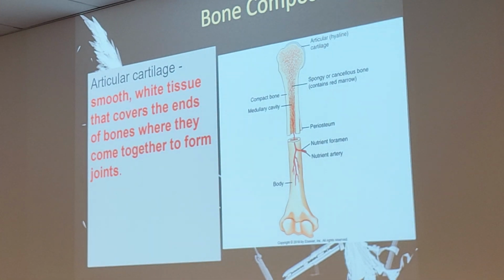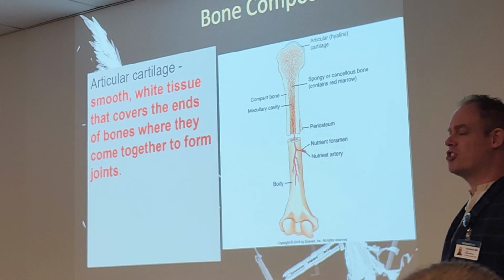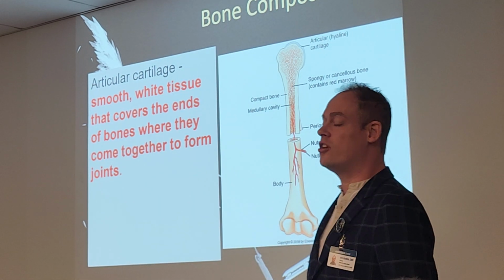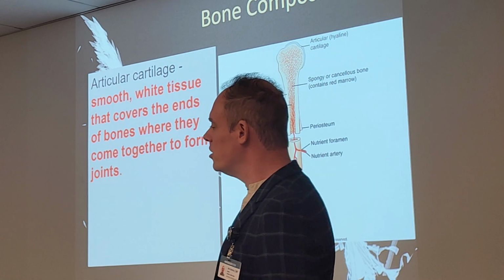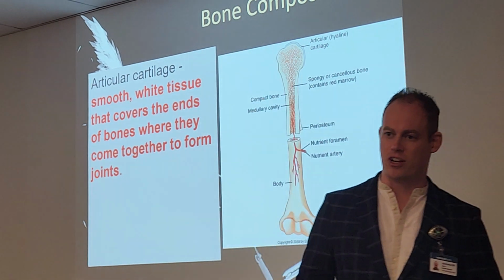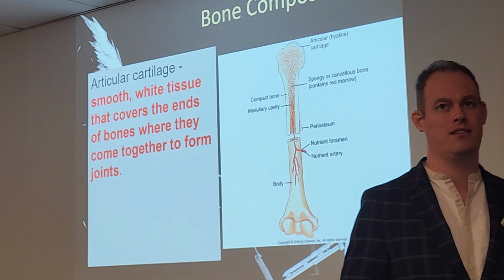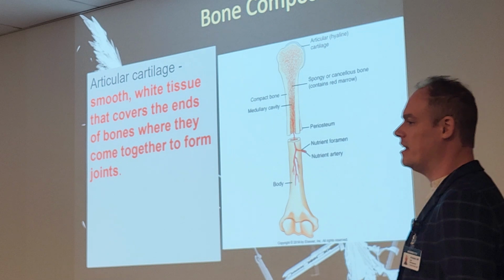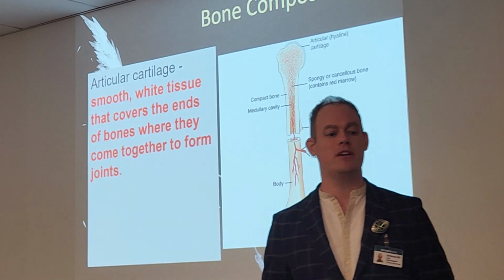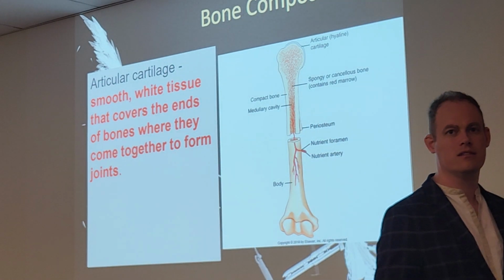All right, and there's that articular cartilage once again, guys. It's going to be that smooth white tissue that's on the ends of your bone, primarily at the joint spaces, and that's going to cushion those bones from eroding each other at the joints. Smooth white tissue covering the ends of bones. They come together to form your joints.